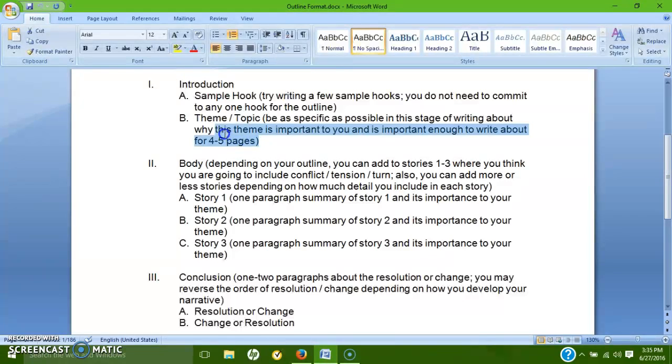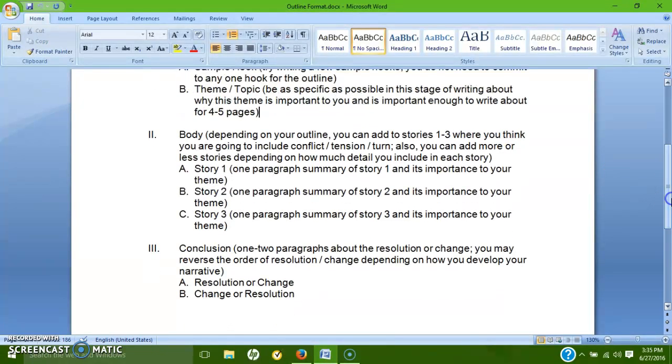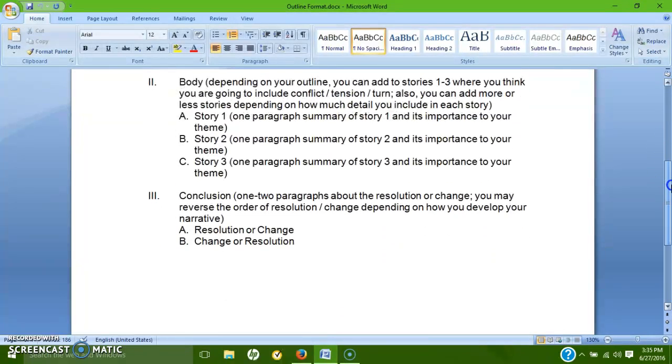Your theme or your topic, again here, it might not be super specific at this stage in the paper, aka your kind of thesis statement, but it should mention kind of what you're going to talk about in the paper. The bodies. So this is really where the heart of the paper is, but also kind of what I'm looking for the most.